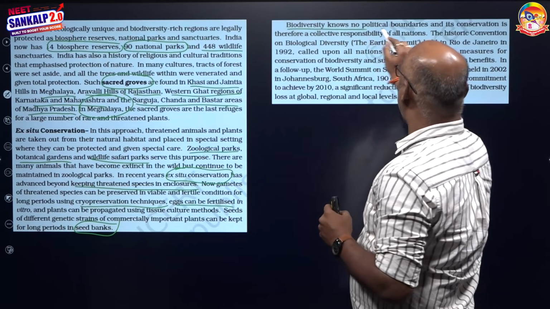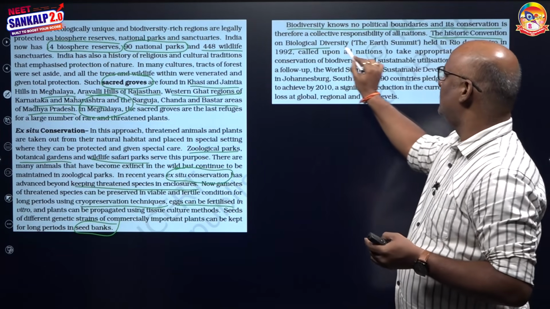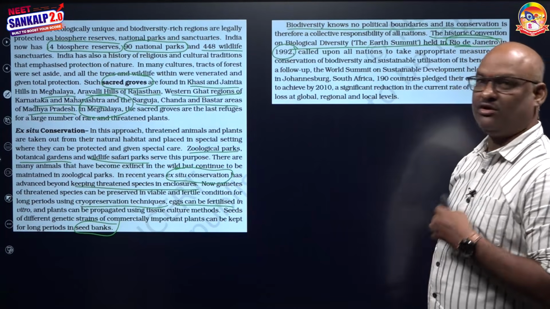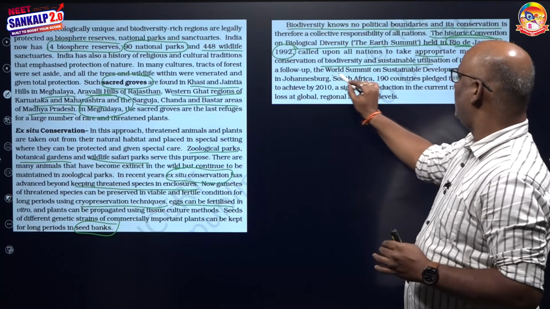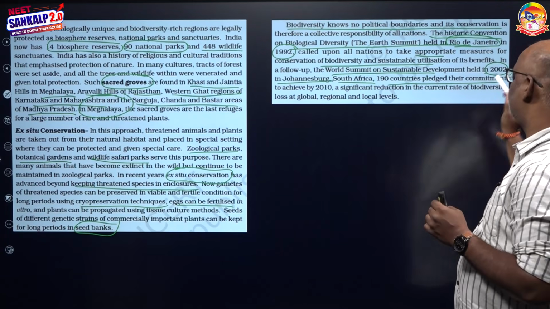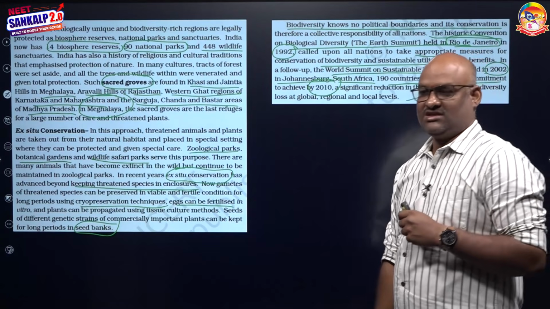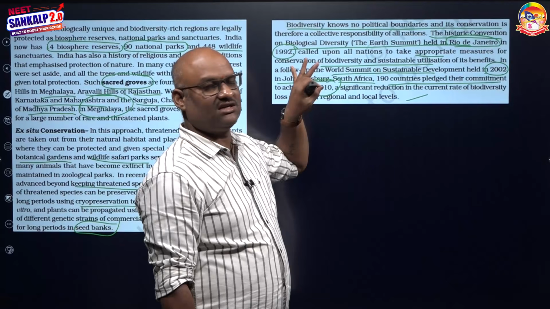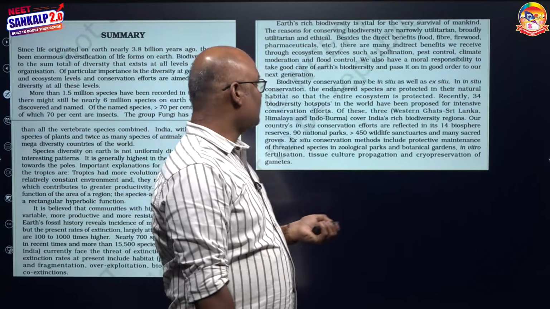Now, biodiversity knows no political boundaries. It is a collective responsibility of everyone. The historic Convention on Biological Diversity, the Earth Summit, was held in Rio de Janeiro in 1992. They called upon all the nations to take appropriate measures for the conservation of biodiversity. As well as the World Summit held in 2002 in Johannesburg, South Africa, where 190 countries pledged their commitment to achieve by 2010 a significant reduction in the current rate of biodiversity loss. So, Earth Summit 1992 in Rio de Janeiro and World Summit 2002 in Johannesburg, South Africa, in which 190 countries participated.